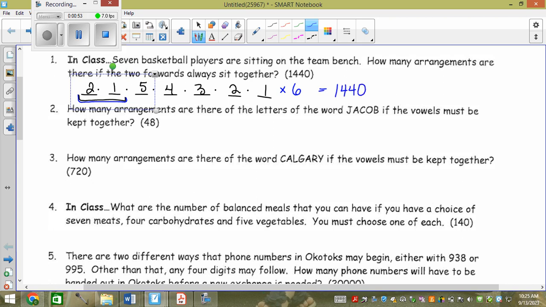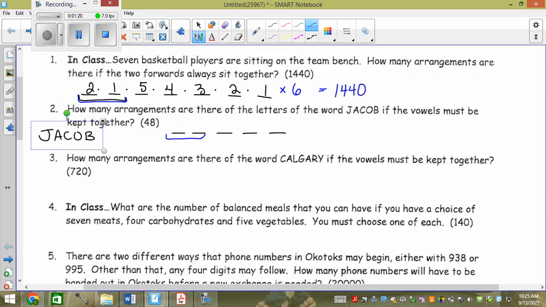Then I have, how many arrangements are there of the word Jacob if the vowels must be together? The moment I get a word, I write it out. J-A-C-O-B. And if I just rewrite the word, that's cool. It means I have no denominator, right? I have no double ups, no triple ups, no having to deal with all of that and get rid of it by factorials. Now it says the vowels must be kept together. 1, 2, 3, 4, 5. How many vowels are there? 2, the A and the O.